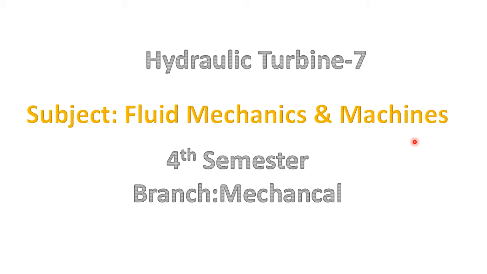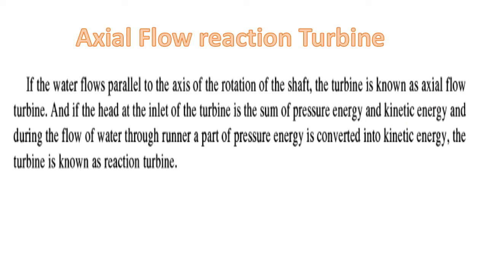Good morning, students. Today we have hydraulic machines. In this, we will study axial flow reaction turbine. If the water flows parallel to the axis of rotation of the shaft, the turbine is known as axial flow turbine. And if the head at the inlet of the turbine is the sum of pressure energy and kinetic energy, and during the flow of water through the runner, a part of pressure energy is converted into kinetic energy, the turbine is known as reaction turbine.